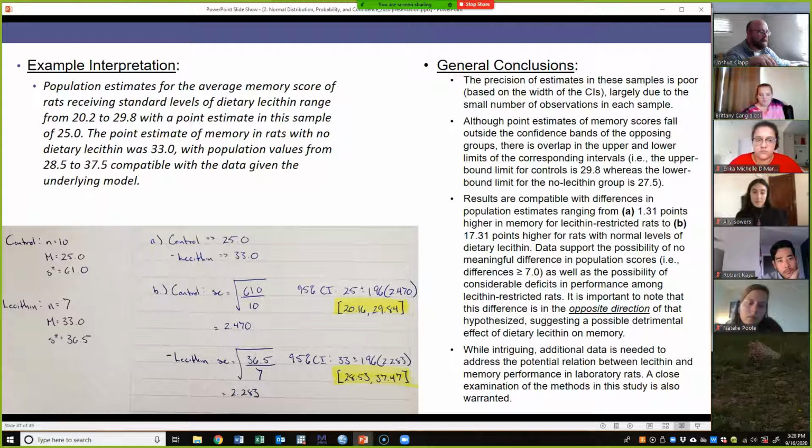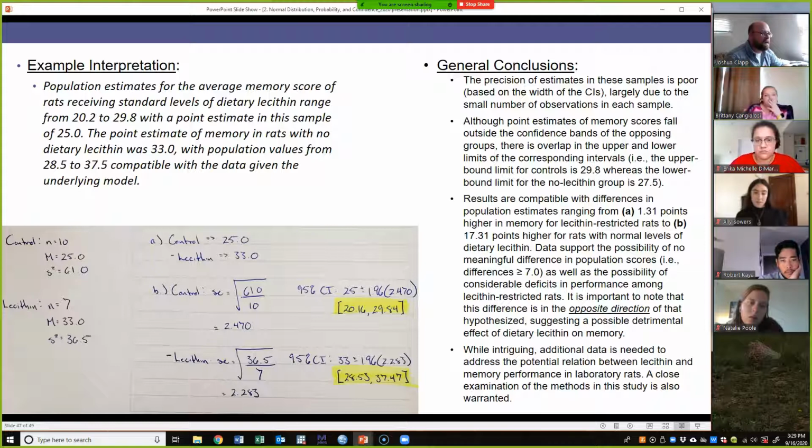What's the minimum supported value for memory in our rats that don't have any lecithin? It's the same one, right? Okay, so the control is the group that has lecithin in the diet. So the group that didn't have lecithin, I would just say 29. 28 and a half, right?